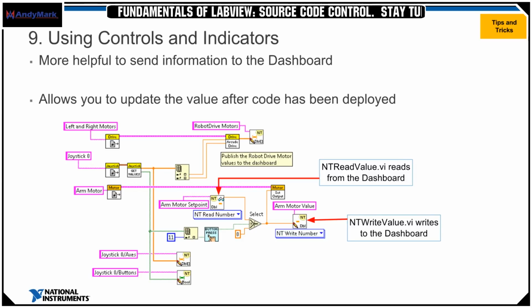So this block here is called the NT read value VI. It does automatically adjust to whatever inputs you wire it into. In this case, you can see that it's turned orange, it's a double, and we're reading an NT read number. That drop-down VI, that blue drop-down on the bottom, you can click on it and select if you want it to be a Boolean or a string or something like that. So these are adjustable to whatever you need their functionality to be.